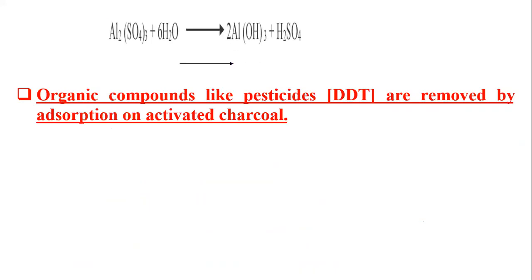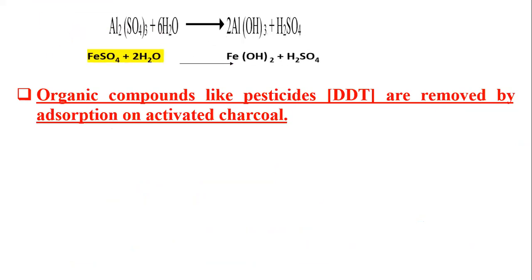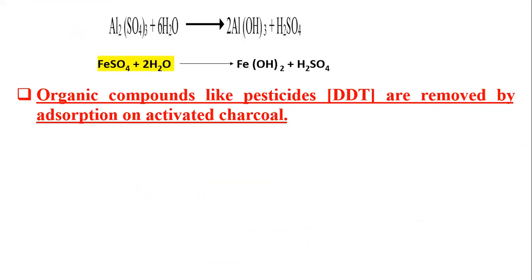We can remove them by sedimentation. Next, suppose you take aluminum sulfate, K2SO4·Al2(SO4)3·24H2O. It reacts with water molecules and becomes aluminum hydroxide. It is a precipitate, which settles at the bottom. We can easily remove it. Suppose ferrous sulfate is there, again they will form ferric hydroxide. It is also a precipitate due to its heavy molecular weight. They will go and settle.